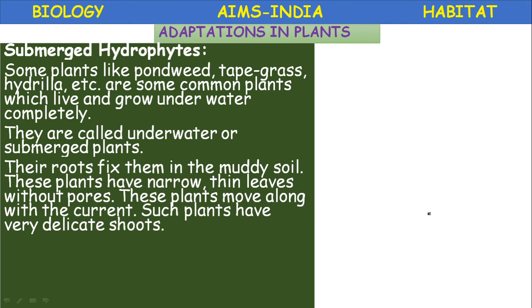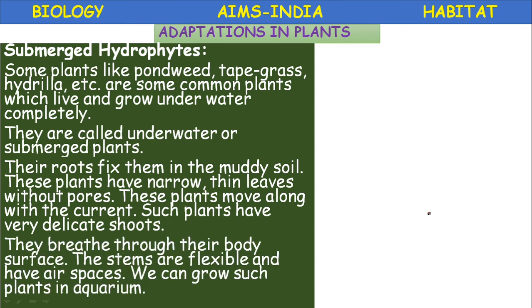Their roots fix them in the muddy soil. These plants have narrow, thin leaves without pores, meaning without stomata. These plants move along the water current. Such plants have very delicate shoots, delicate stems. They breathe through their body surface. The stems are flexible and have air spaces. We can grow these types of plants in aquariums also. Okay, fish ponds, pots.